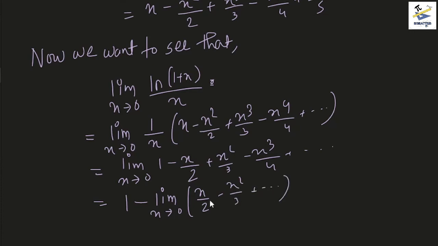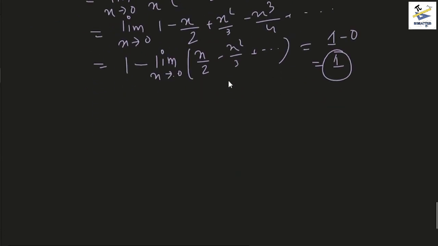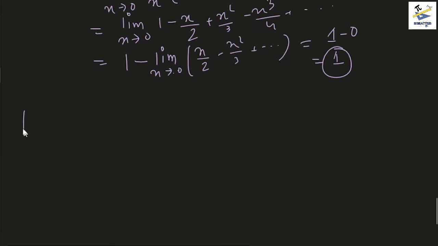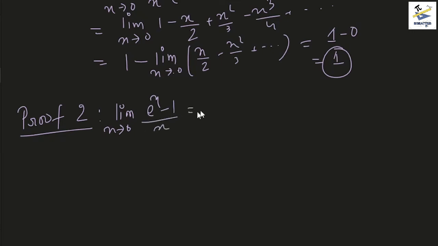Okay, but all of these terms will be 0 because when you put in x equals 0, it doesn't matter how many of them, infinitely many zeros add up to zero only. So the answer would be just 1 minus 0, which is 1, and thus we have proved our limit, right? A similar argument can be made for the next one, where we are trying to prove limit x tends to 0 of (e to the power x minus 1) by x equals 1.